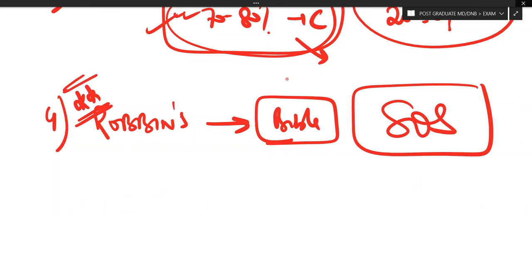Anytime that you are having free time, always carry Robbins with you, either on your iPad or anywhere. All my notes are already there. Robbins, I'm not telling you for general pathology. For general pathology, my notes are enough. Even for systemic pathology, the majority of the things from Robbins have been covered.